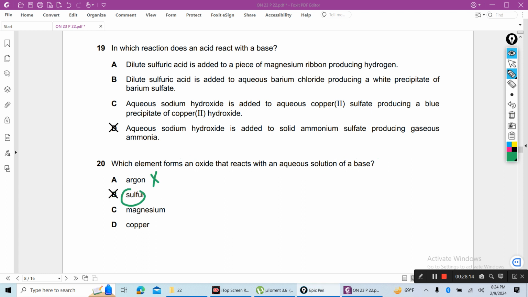Argon forms no oxide. Magnesium is a metal oxide. Copper oxide is also a metal oxide. Metal oxides are basic oxides, so they do not react with a base. That's why the answer will be sulfur, because sulfur dioxide and sulfur trioxide are non-metal oxides. Non-metal oxides react with a base to form a salt as a neutralization reaction.